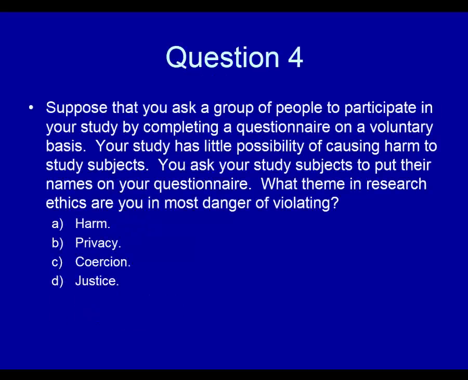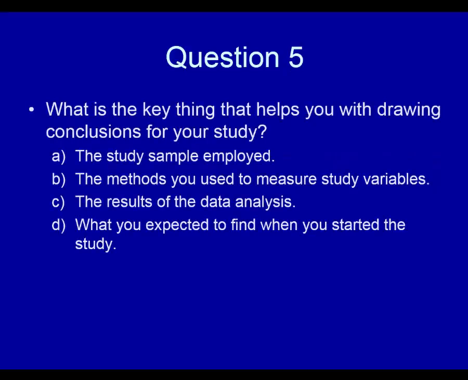Let's look at question 4. Look it over and then come back to me. You have names on a questionnaire. When you do that, you have the possibility that privacy will be violated because someone may misuse that data. It's safer just to leave names off there, and that way nobody can violate someone's privacy. So the answer here is B. This particular procedure presents the greatest threat to the issue of privacy in regard to the ethical use of human subjects in research.